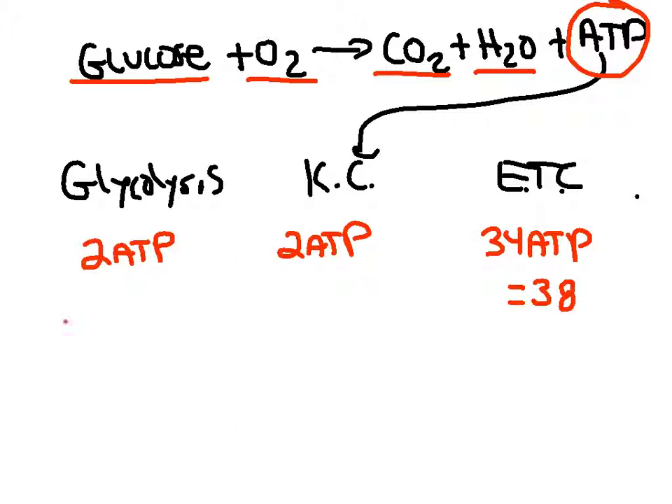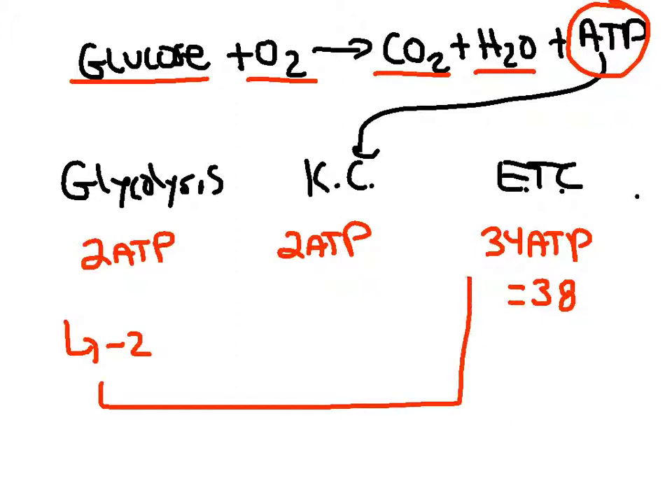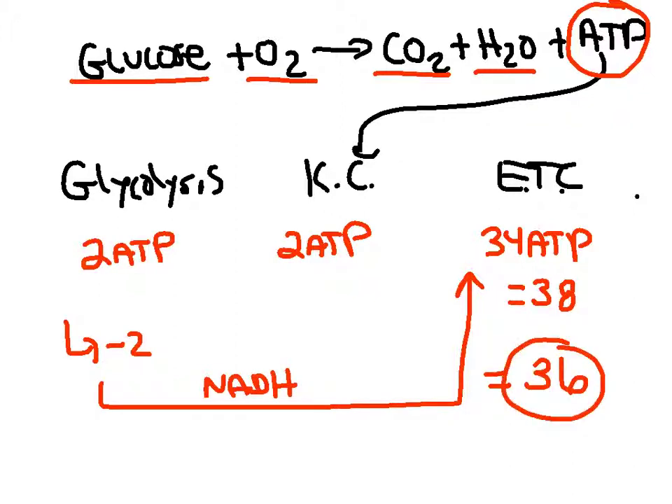However, 2 ATP are spent in glycolysis to move NADH all the way over to the electron transport chain, giving you a net of 36 ATP per one glucose molecule.